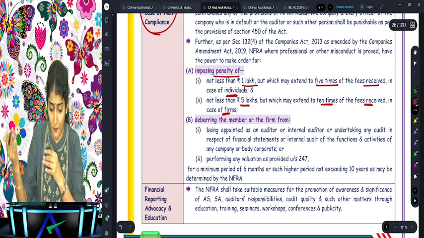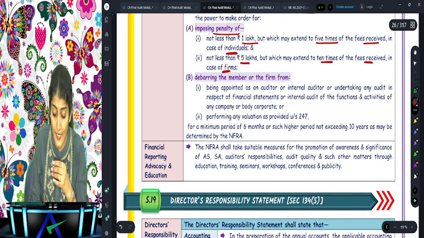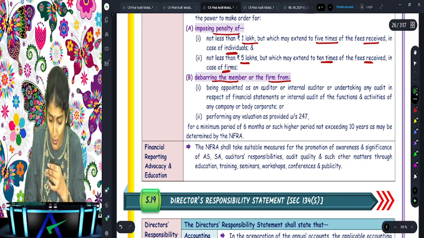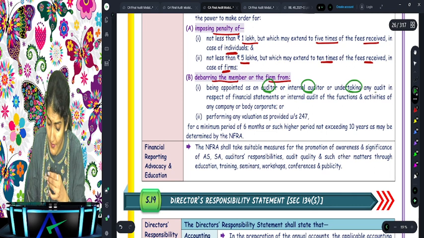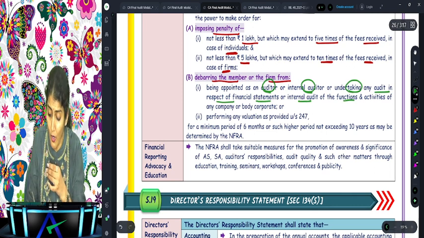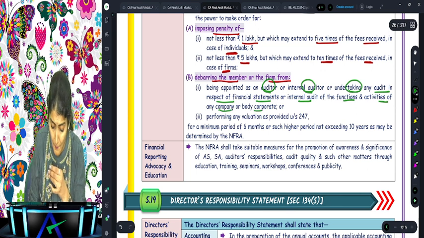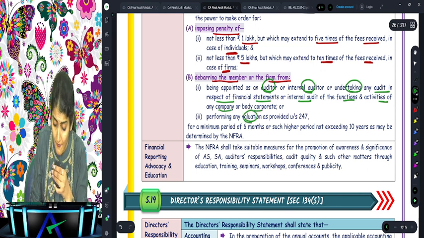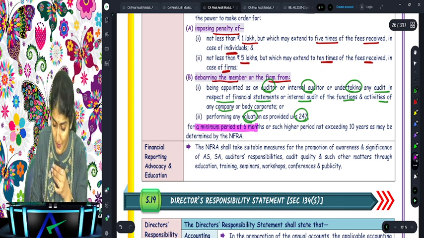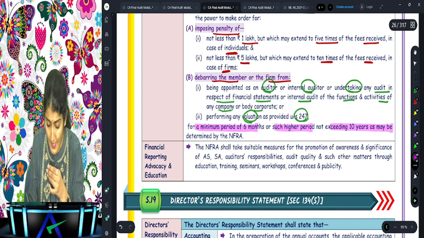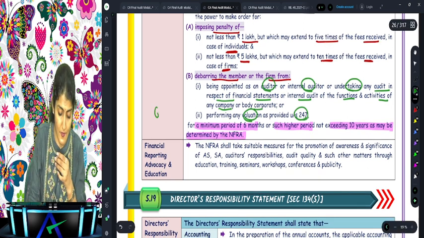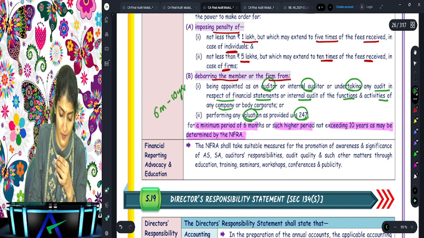And then what does it say? Or 5 times the fees received in case of an individual, and debarring the member or the firm from being appointed as an auditor, internal auditor, undertaking any audit in respect of financial statements or internal audit of the functions and activities of any company, body corporate, performing any valuation as provided under 247, for a minimum period of 6 months or such higher period not exceeding 10 years as may be determined by the NFRA, right? So what is the range? 6 months to 10 years.